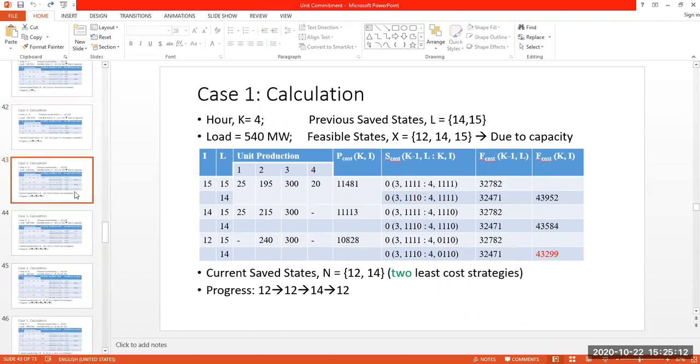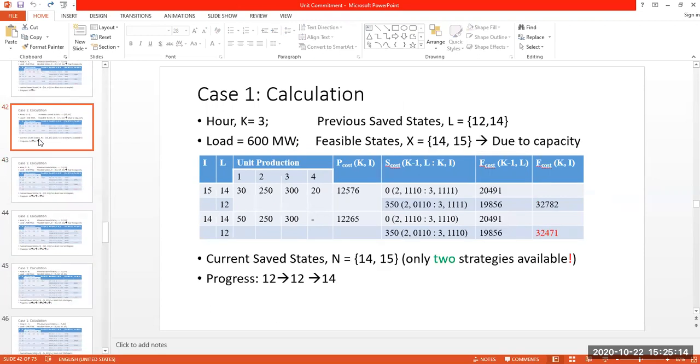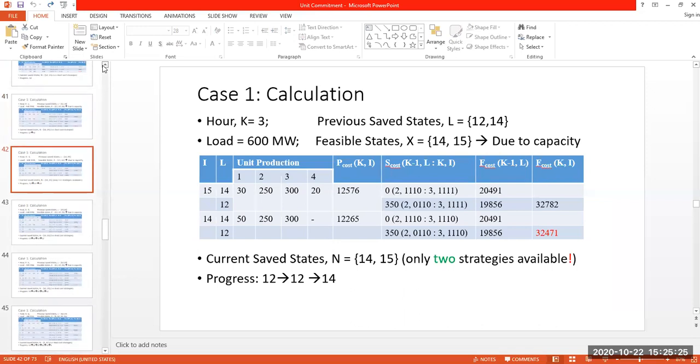Sir, why are we choosing to save 2 states? Once we determine which is the optimal one, then why are we considering another state? Yeah, that's a very interesting question, but it is difficult to answer. I mean, at this point, okay.